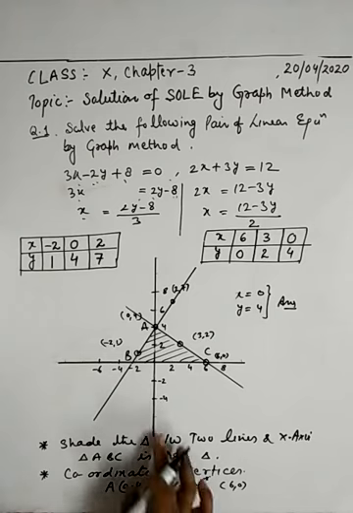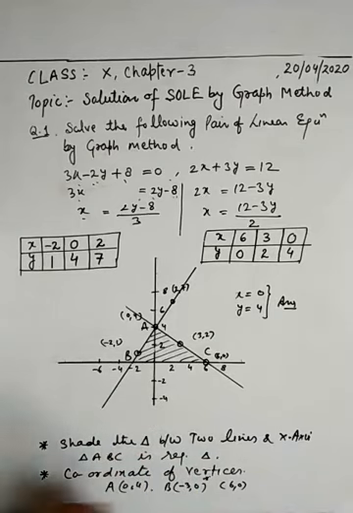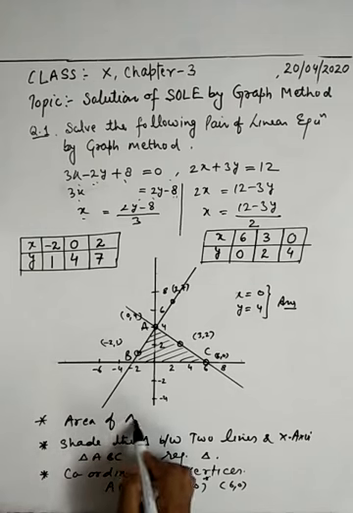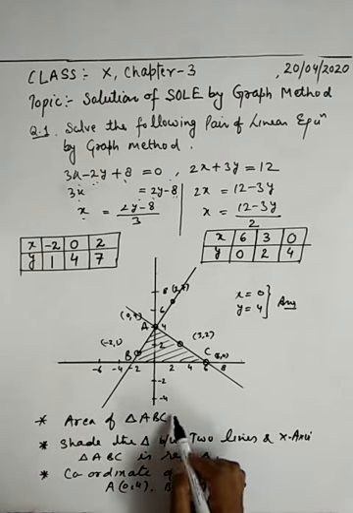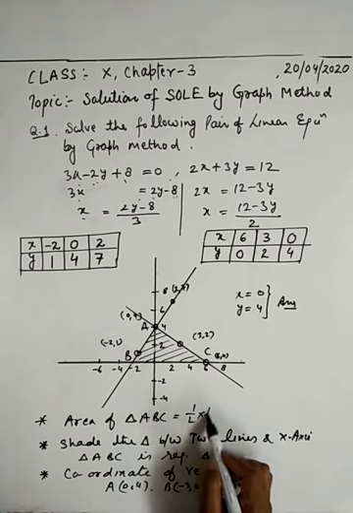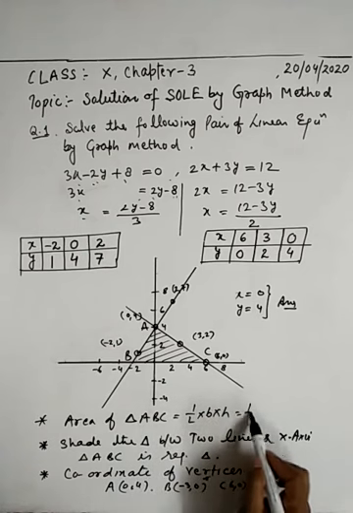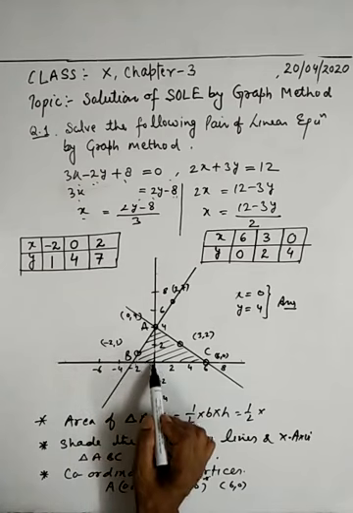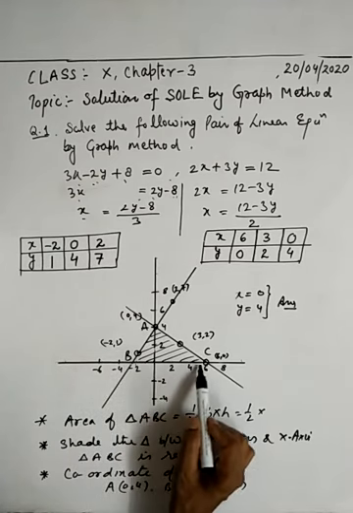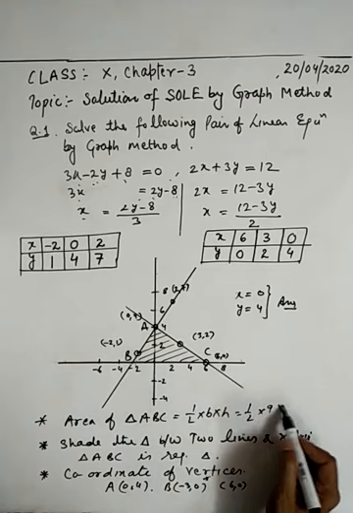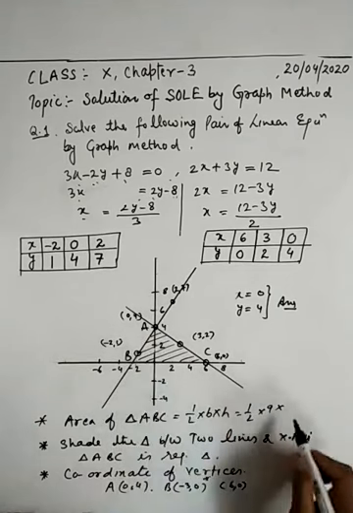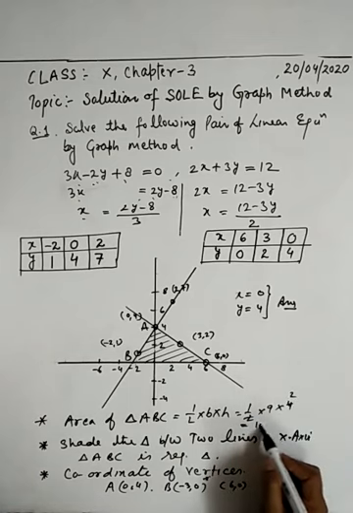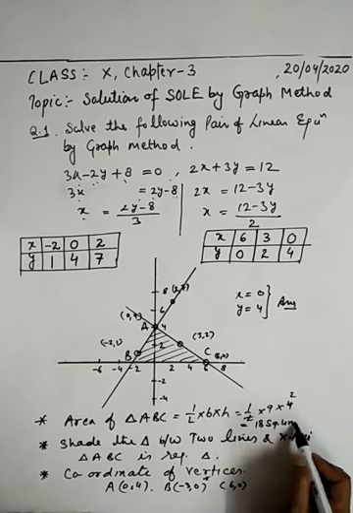One more question can be asked. Can you find the area of this triangle ABC? Yes. The formula is half into base into height. Half. The base is counted from here: 1, 2, 3, 4, 5, 6, 7, 8, 9. And the height is 4. On cancellation, we get 18 square units.